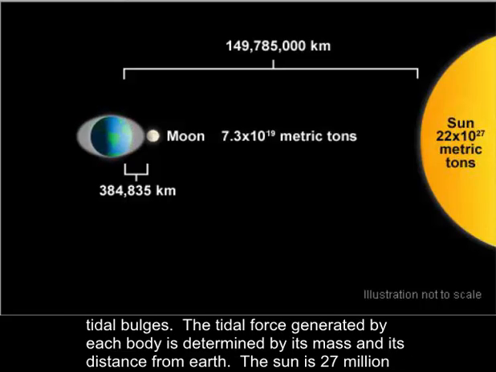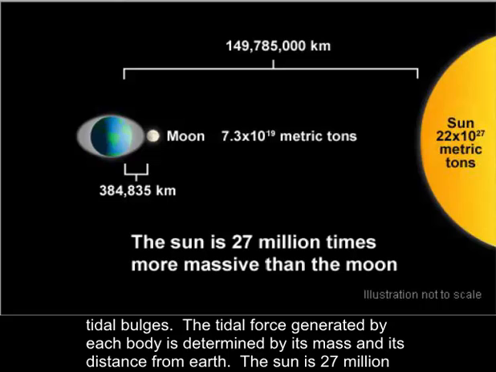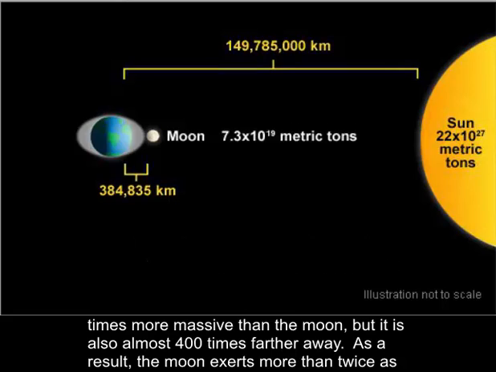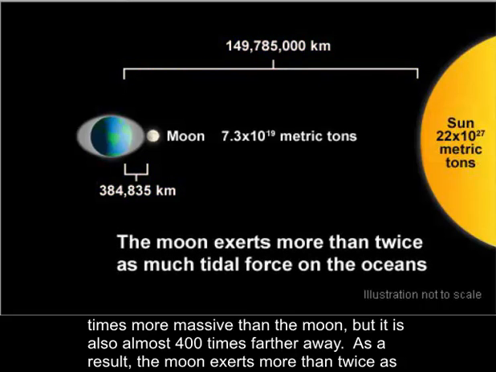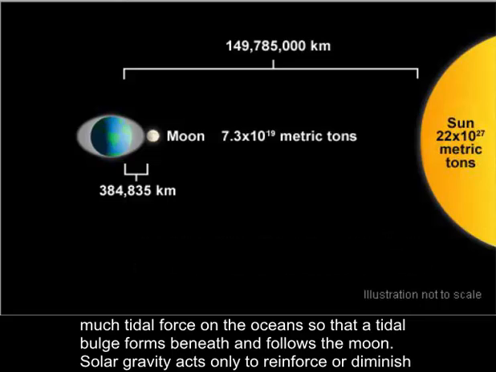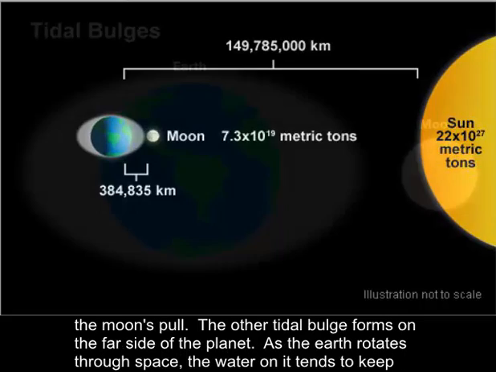The tidal force generated by each body is determined by its mass and its distance from Earth. The sun is 27 million times more massive than the moon, but it is also almost 400 times farther away. As a result, the moon exerts more than twice as much tidal force on the oceans, so that a tidal bulge forms beneath and follows the moon. Solar gravity acts only to reinforce or diminish the moon's pull.